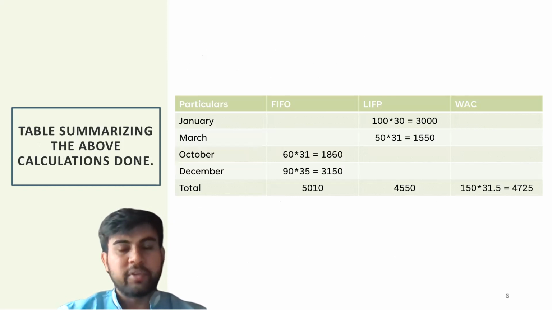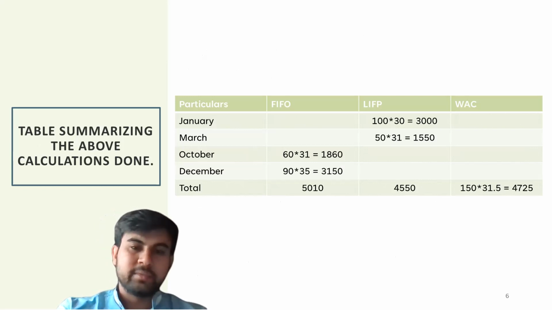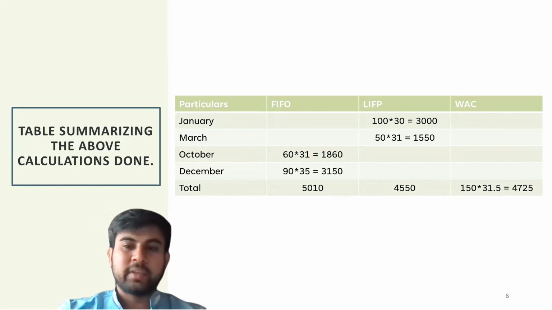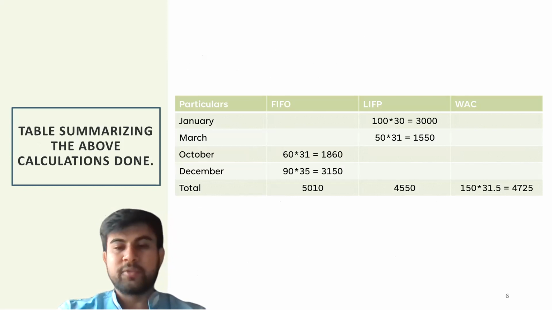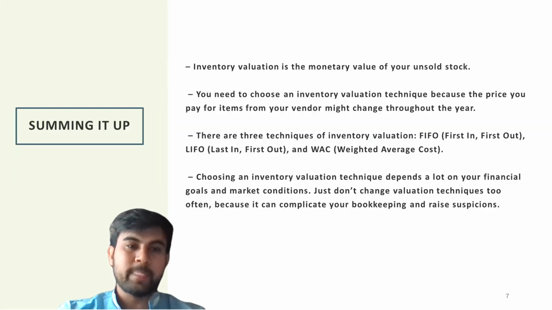So the last calculations are summarized in this table. You can see January, March, October, December in which the sales were made. So accordingly in FIFO, LIFO and WAC, that is weighted average cost, everything has been sorted down accordingly in the table, and the total of everything has been given. For FIFO, it comes down to 5010. For LIFO, it comes down to 4550. And in WAC, that is weighted average price, it comes down to 4725 rupees.